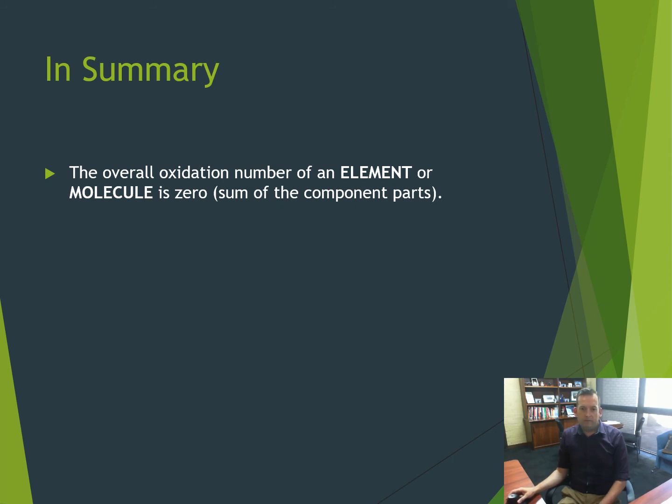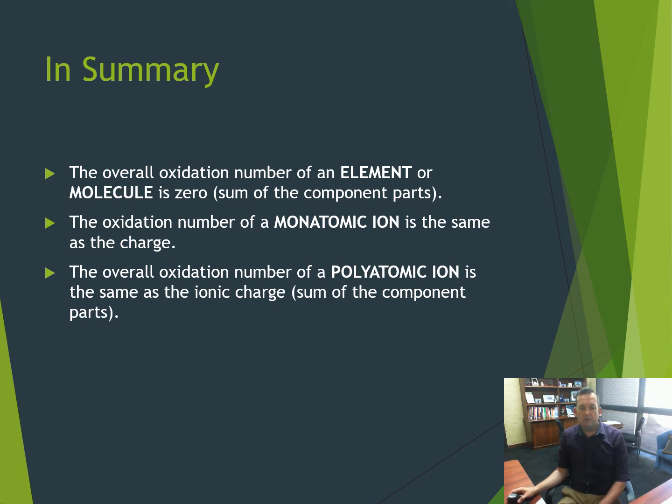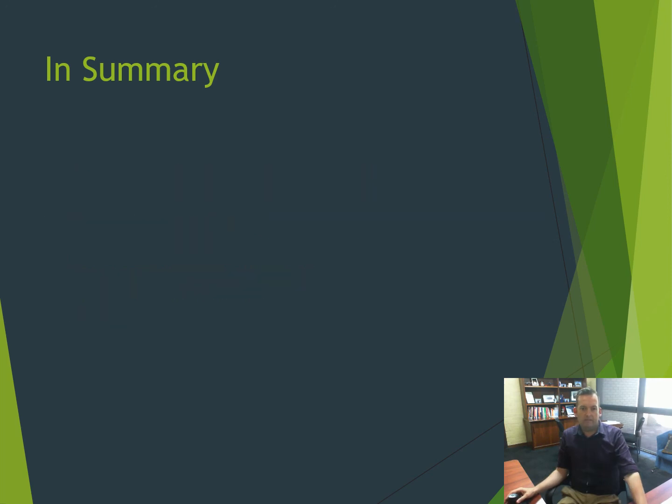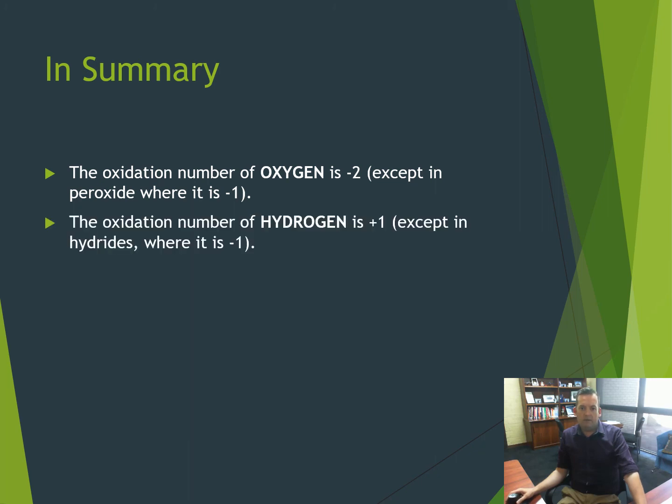Let's just have a quick look at the summary though. Overall oxidation number of an element or molecule is 0, which is the sum of their component parts. A monatomic ion is the same as the charge. For a polyatomic ion, all the components must equal the charge of the actual ion. The oxidation number of oxygen is -2 in all cases except in the peroxides where it's -1, and hydrogen is +1 except in the metal hydrides where it's -1.